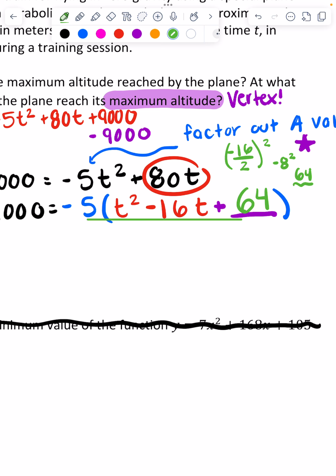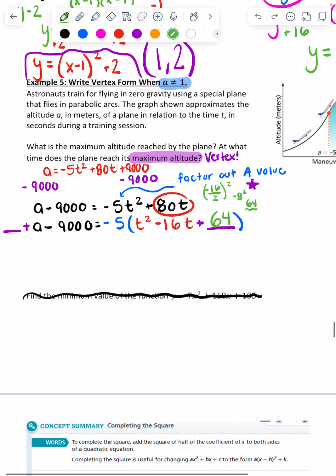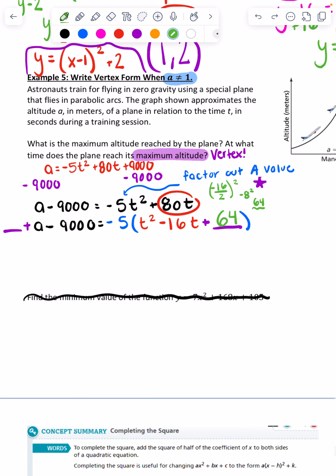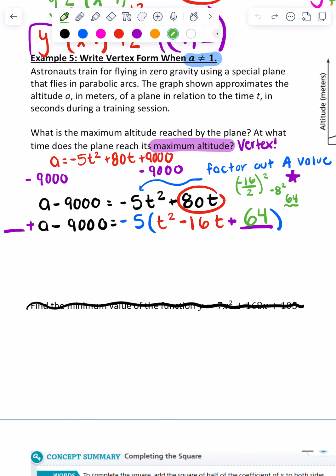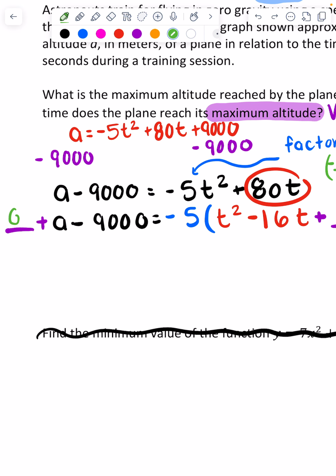-5 times 64. Sorry, I don't know why I made that straight line. There we go. Negative 5 times 64. So when we add that number on the other side, we actually have to multiply those. So instead of just adding 64 here, we have to do negative 5 times 64. Let's make a little note of that. This is the magic number times the GCF, negative 5.